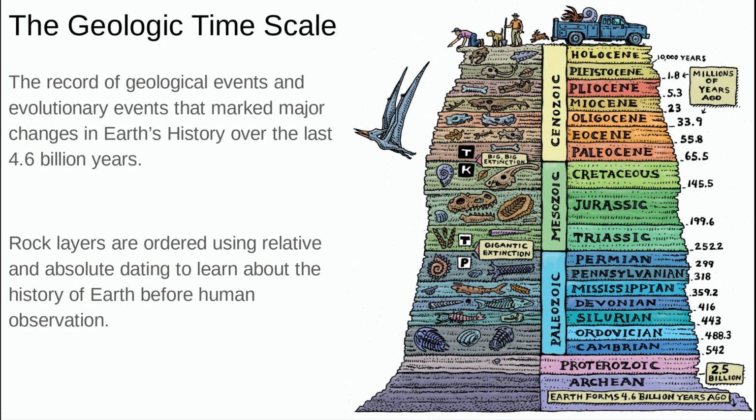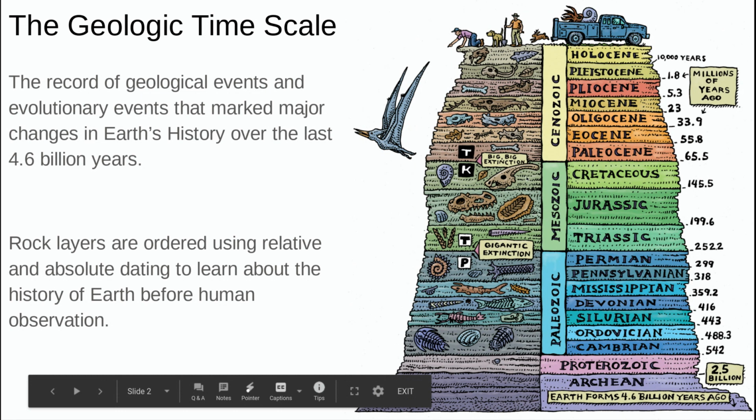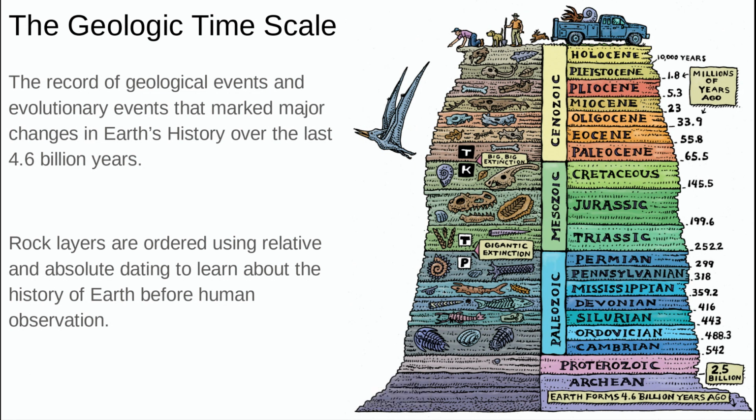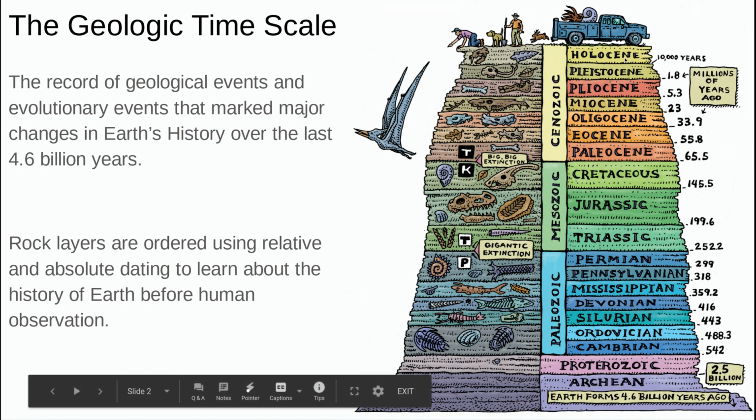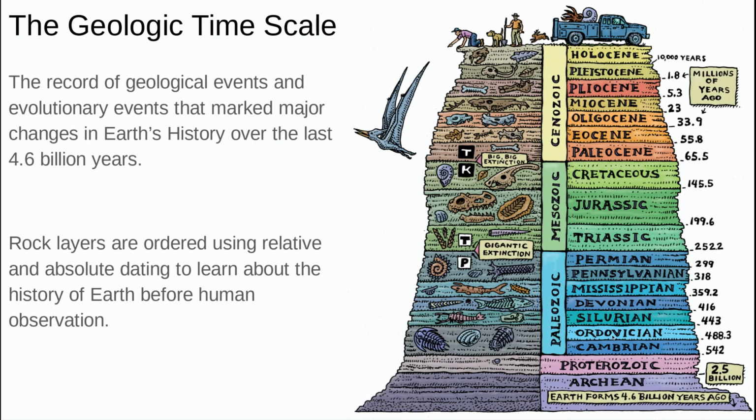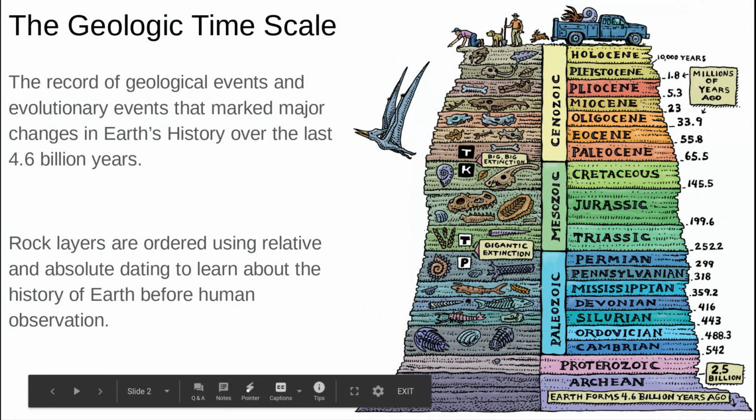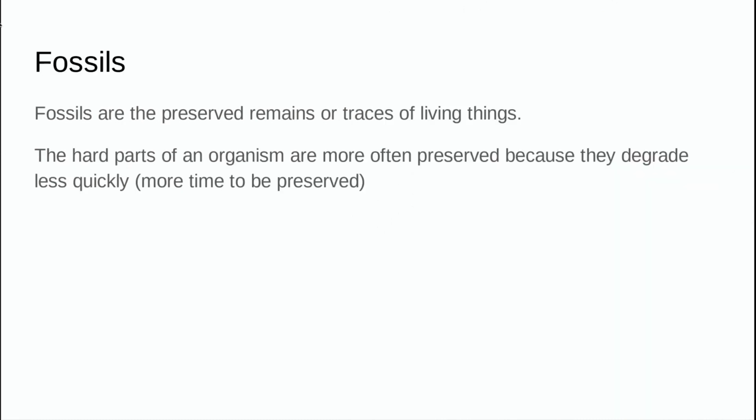This is how scientists look back and basically understand the history of life on Earth and other major geologic events by basically studying the layers of different rocks and understanding how old and when different living organisms existed. So, to do this, we look at fossils. All right, what's a fossil?